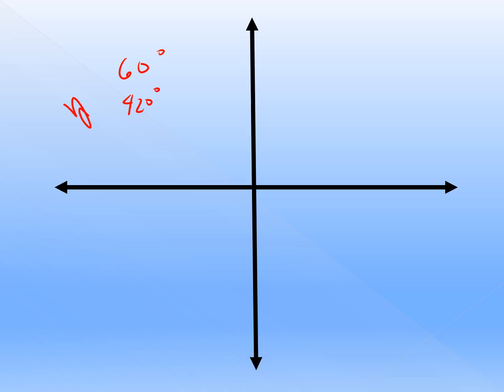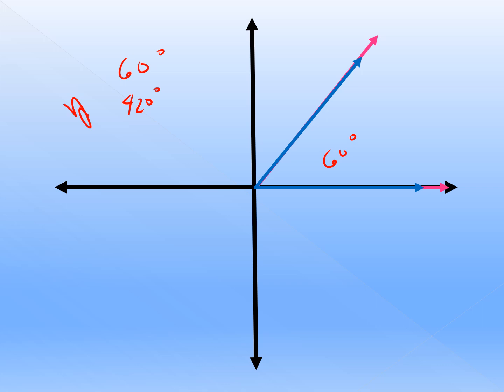The first thing that we're going to do is draw a Cartesian plane. After drawing a Cartesian plane, we're going to draw the angle representing 60 degrees. And this is the angle representing 60 degrees. Now, the next step is to draw the angle representing 420 degrees. And this is the angle representing 420 degrees.